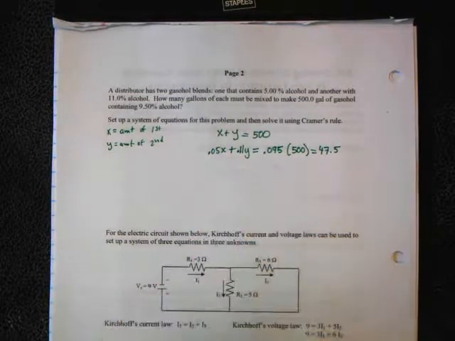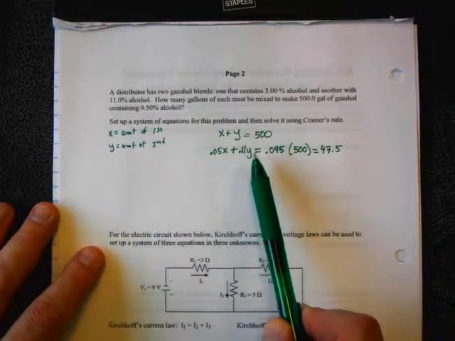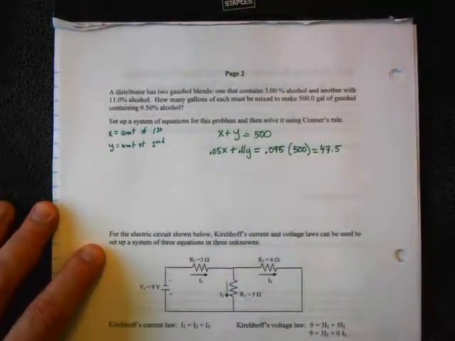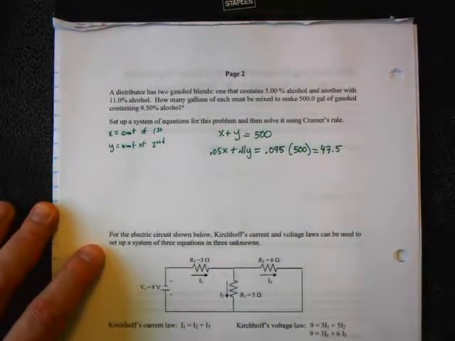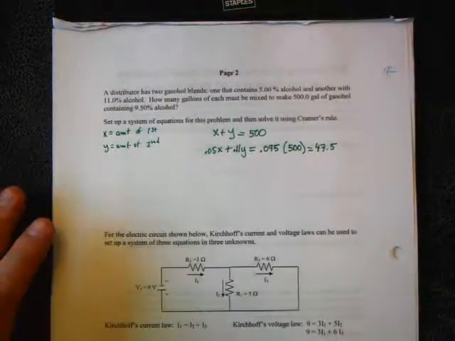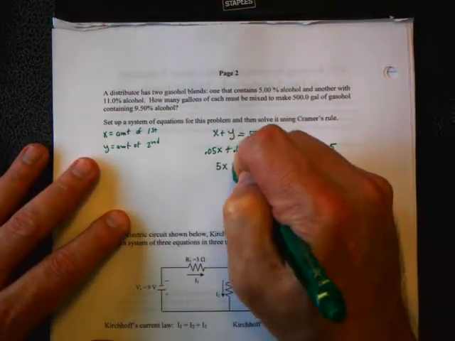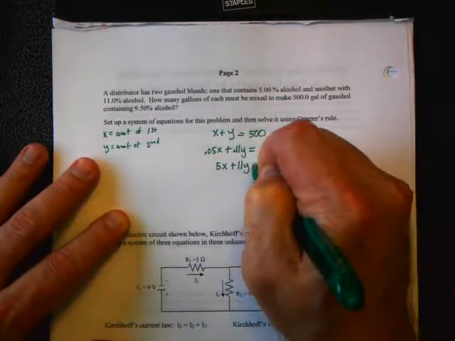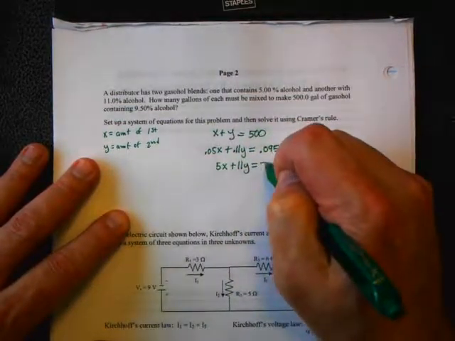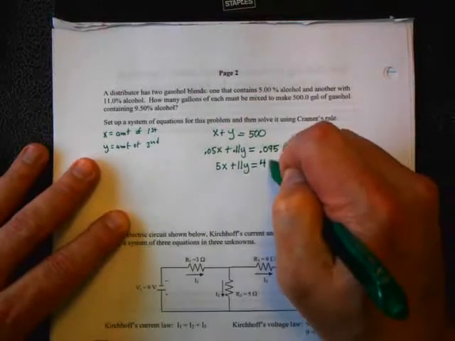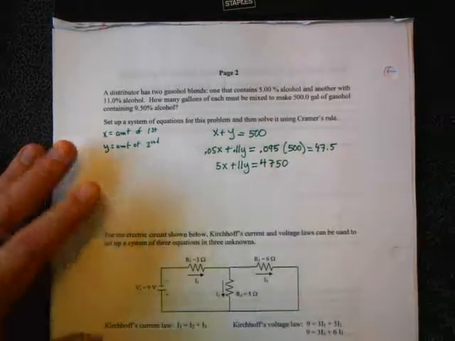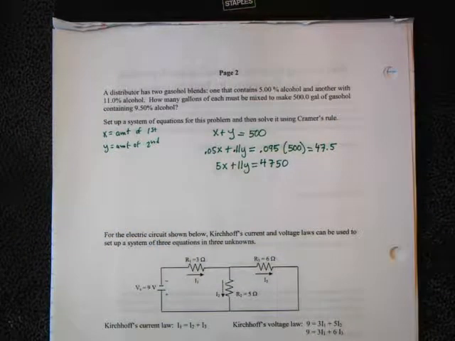Multiply by 100, because I got to move the decimal two places, don't I? Would Cramer's rule work all right with those decimals? Yeah, it really would, because we would just grab our calculator and use it to multiply and subtract anyway. But let's get rid of them. So that'll be 5x plus 11y is 4,750. All right, get rid of the decimals, makes life a little bit easier for us, I guess.